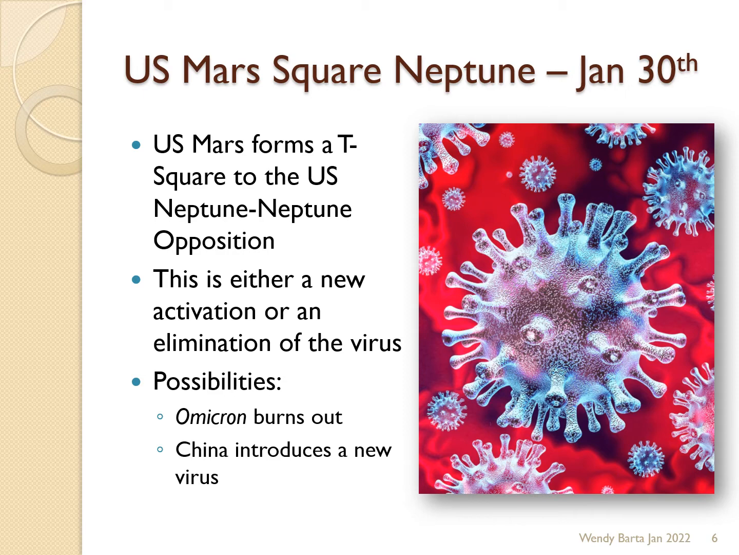This transit will manifest in one of two ways. Either Omicron will burn out, we will achieve herd immunity, and effectively be done with the pandemic, or a new virus will be activated. I know we'd all like to see the coronavirus behind us, so I've been looking for independent signs to indicate what the outcome might be.